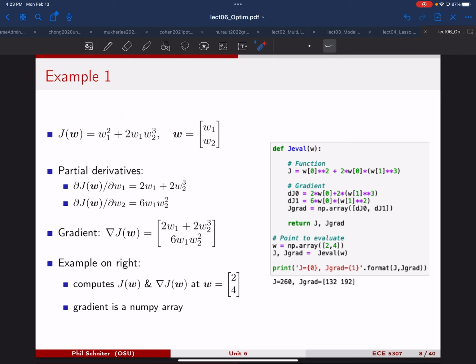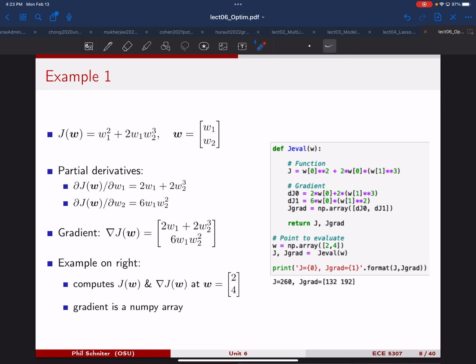2W1 plus 2 times W2 cubed, right? So that's what this is. Or we could take the partial derivative with respect to W2, in which case this goes away, and we get 2W1 times 3 times W2 squared. So that. Okay, and then once we have these individual partial derivatives, we just pack them into a vector, and that's our gradient. Right? Simple as that.